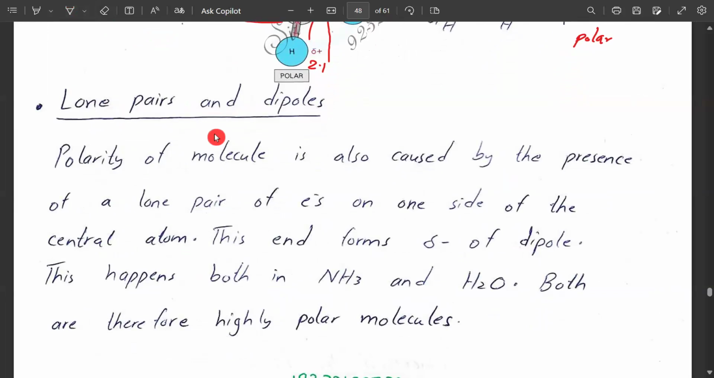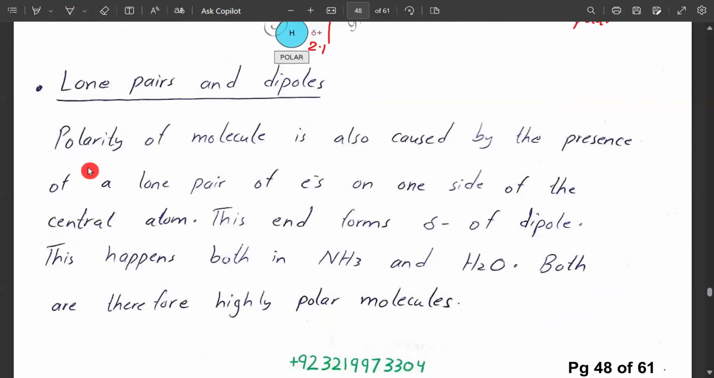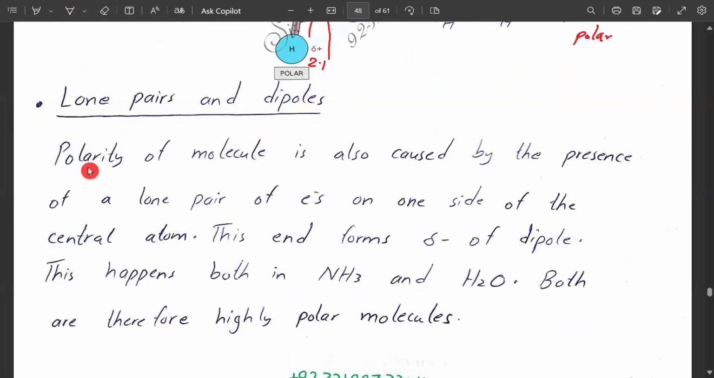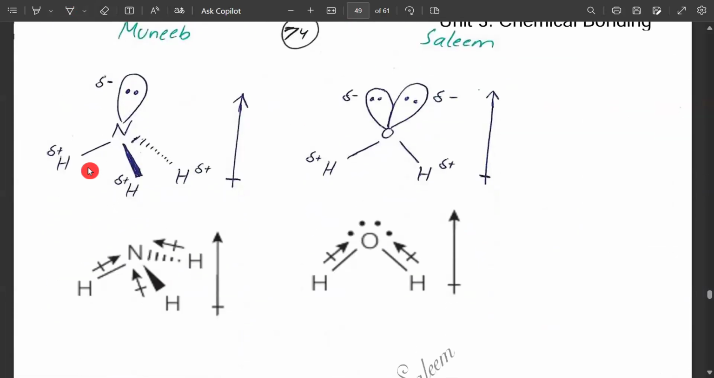Lone pairs and dipoles. Now, the other type of molecules are those which contain lone pairs. So lone pairs are also present in some of the molecules. Examples are ammonia and water. Now, if you remember, a lone pair is a pair of electrons which has more electronic density in the space as compared to the bonding pair.